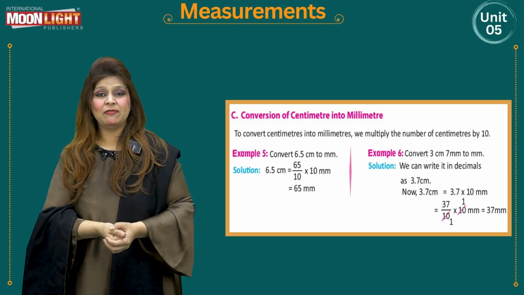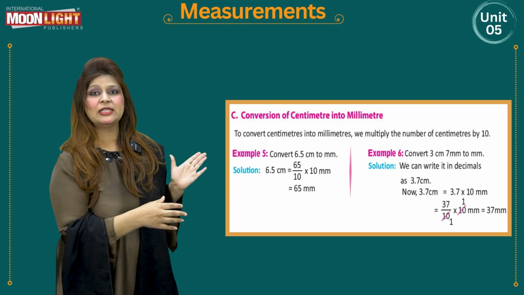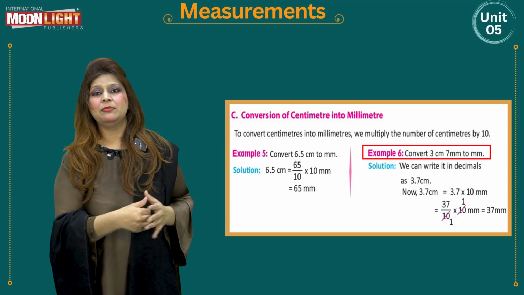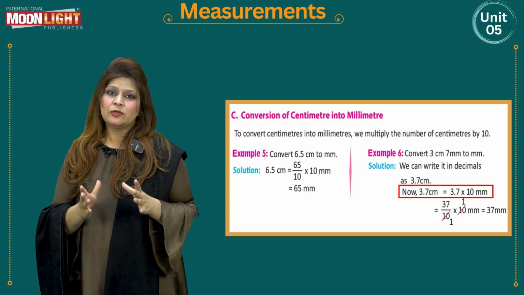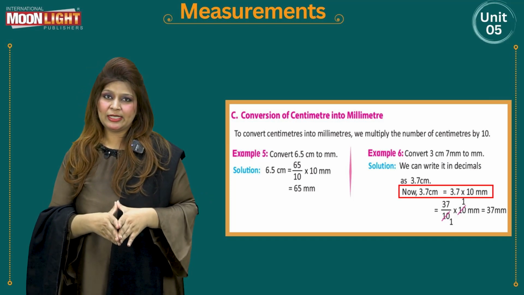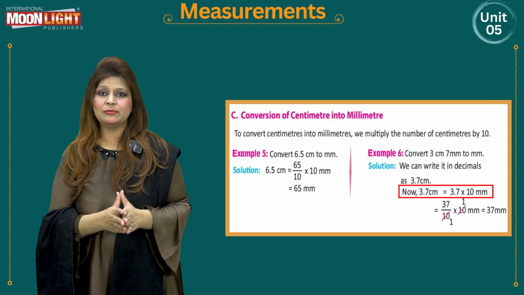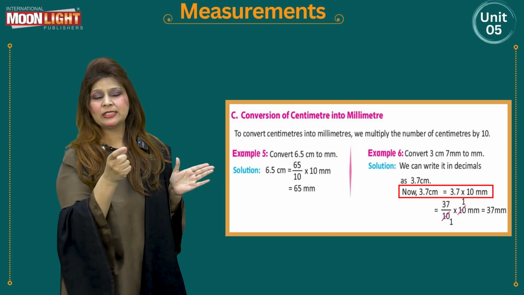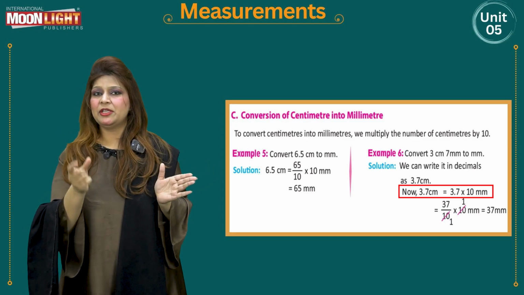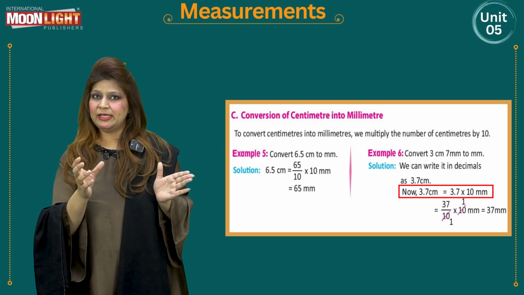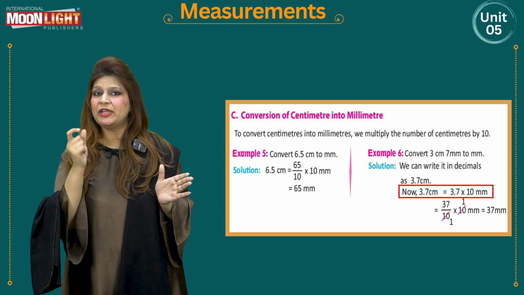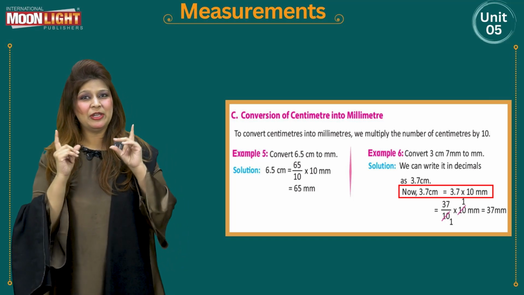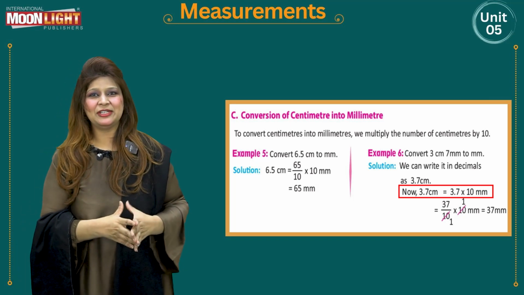And here we have the same kind of example, which is convert 3 centimeter and 7 millimeter to millimeter. Now I have to write it down into decimals first. So how do we write it in decimals? This will be 3.7. Because in millimeter we have 10, we have to multiply by 10. So we have 10, which means that after the decimal point we must have one digit.